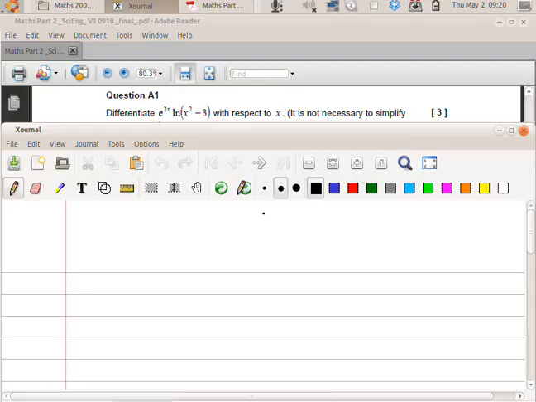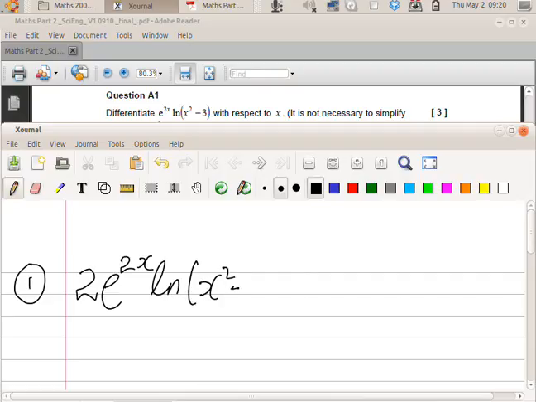Okay, so here, just focus here, please. First derivative of e^2x, what's that? That would be 2 e^2x times log of x squared minus 3, plus e^2x times the derivative of the log part, 1 over x squared minus 3, times 2x.